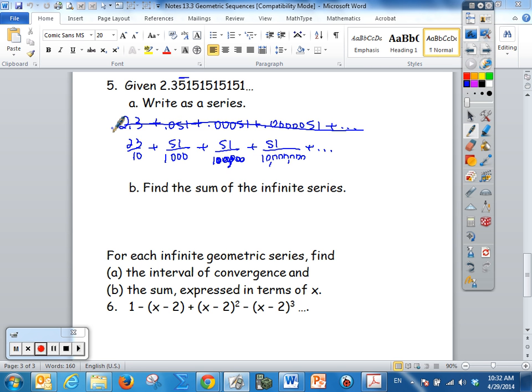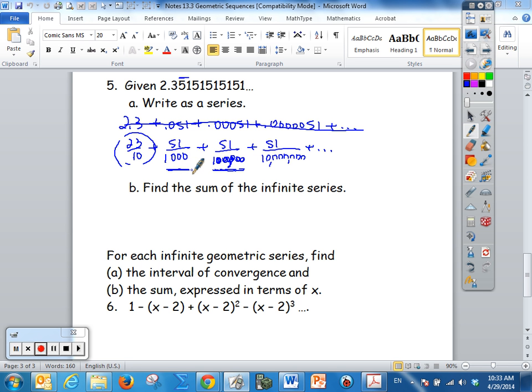Part 2 says find the sum of the infinite series. Well, we hope it's geometric, and it is. How do we find out if it's geometric? We take the second term divided by the first term. Again, this is like an extra guy. I'm not including him in the pattern right now. He's just hanging out. So 51 over 100,000 divided by 51 over 1,000.